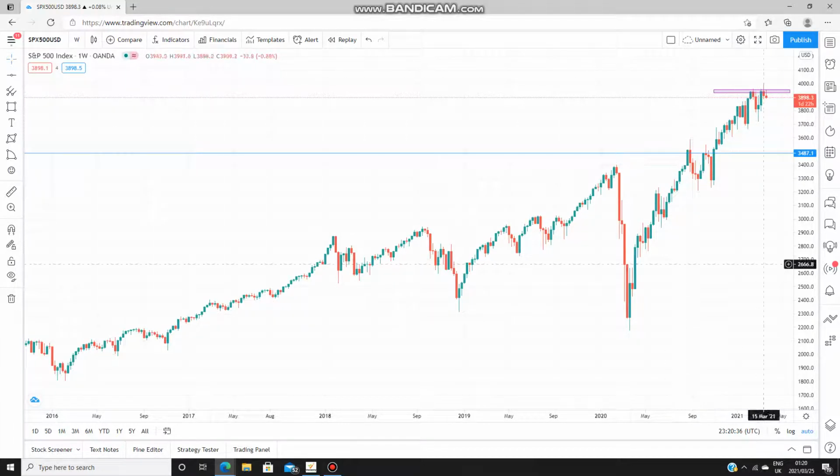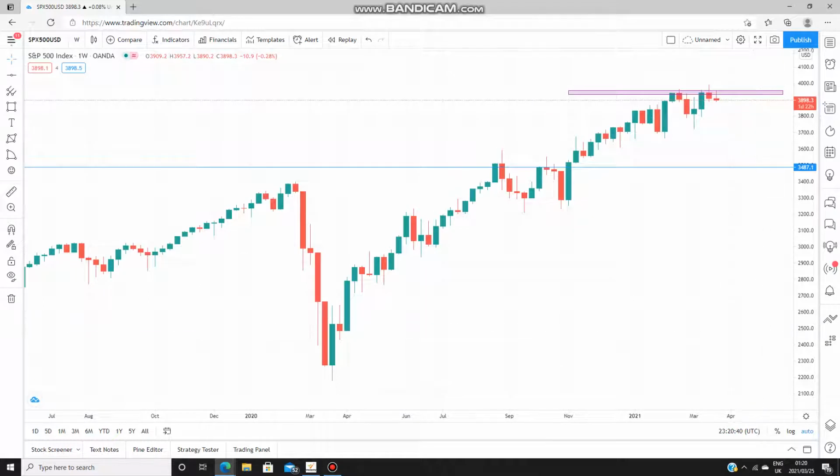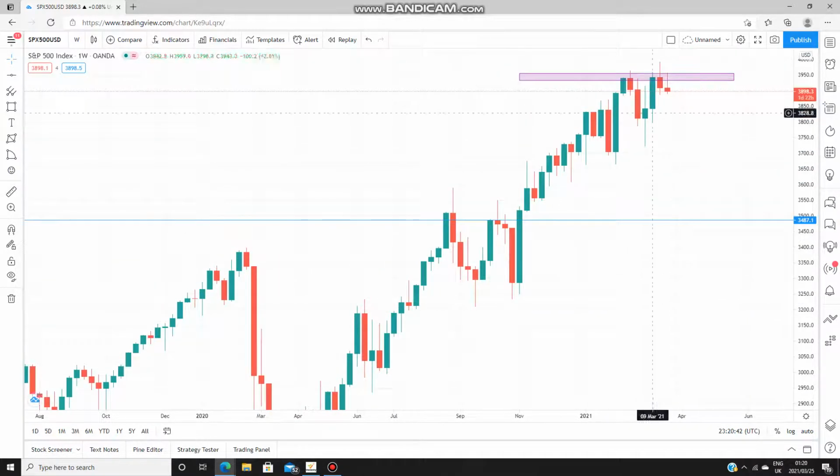So as you can see, let me just zoom in. As you guys can see, the current situation that we have on SPX 500 on the week one time frame is that we are having a double top.